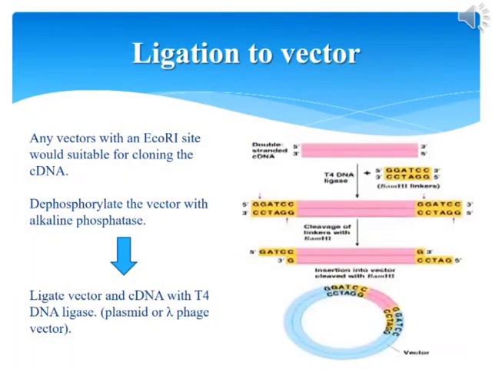The next step is the ligation of cDNA to vector. Now any vector with an EcoRI cutting site would be suitable for cloning the cDNA. First, the cDNA, which were linked with either linkers or adapters, were phosphorylated. So before the ligation process, dephosphorylation of the vector with the help of alkaline phosphatase enzyme is done. And after that, with the help of T4 DNA ligase, the cDNA duplex will then be inserted into the vectors.